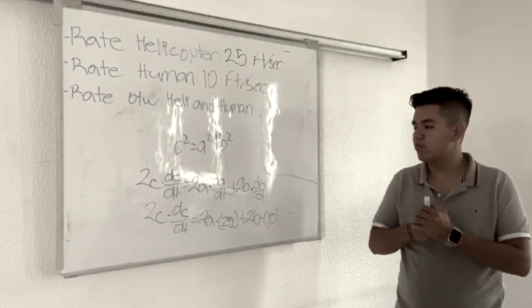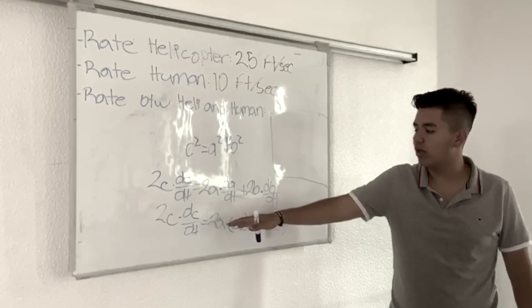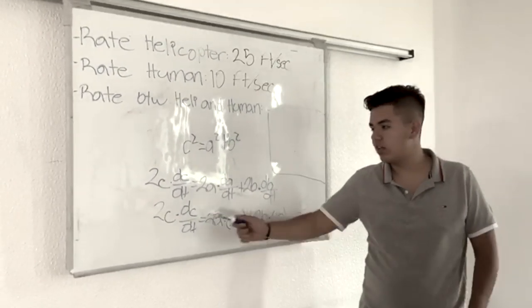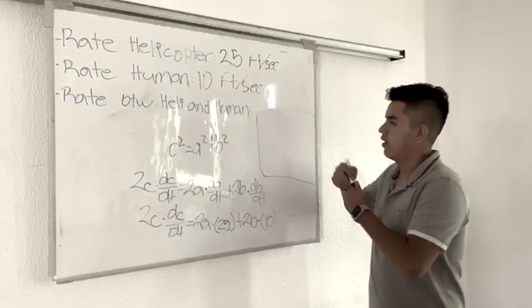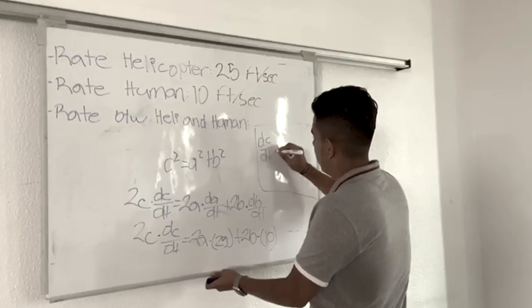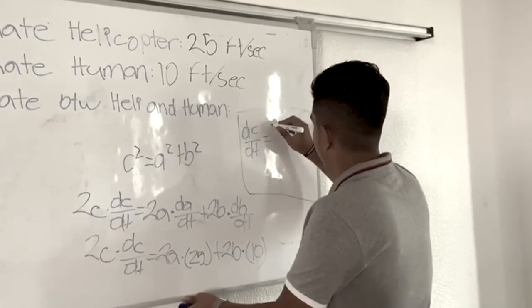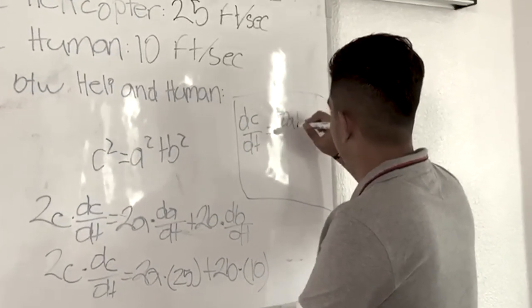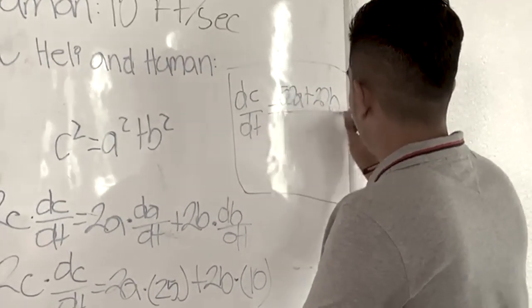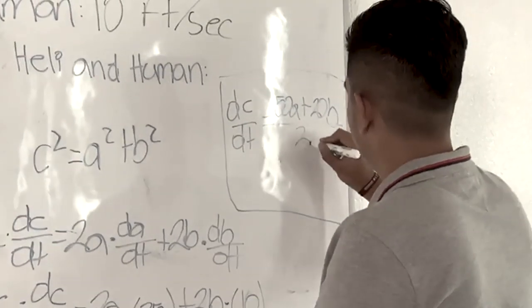Well, we need to multiply 25 times 2a and 2b times 10 and isolate dc over dt. dc over dt equals 50a plus 20b over 2c.